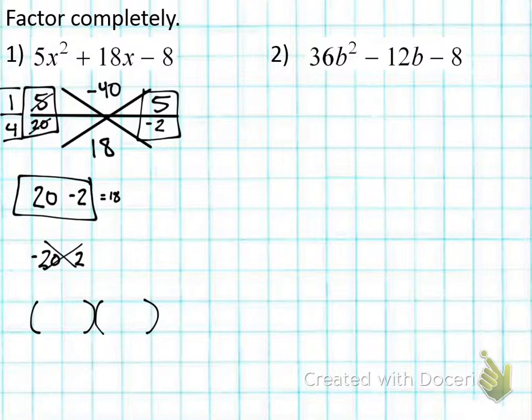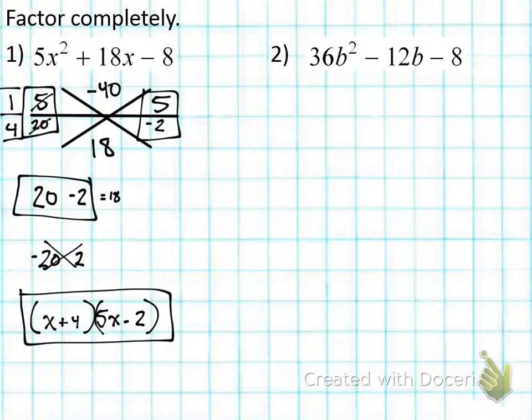I look up here at the first term, it says x squared, so I ask myself, what is the square root of x squared? It's x, so I'm going to put x here, and then I put my coefficients. We have 1 over 4, so I'm going to put 1x, and positive 4. And then I have 5x minus 2. And that's it. That's how you do number 1. Okay? Super easy, right?